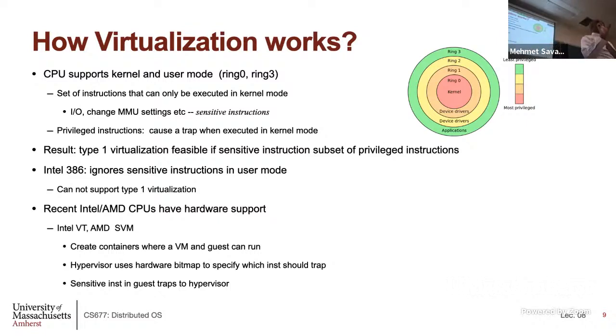If you turn off VT on your processor, you can't run a type 1 virtualization. You can boot a type 1 hypervisor, but you can't run anything on it because all sensitive instructions are ignored. But if VT is turned on in the BIOS setting, then on that processor you can run a type 1 hypervisor. Because, as I said, that condition actually has to be true.